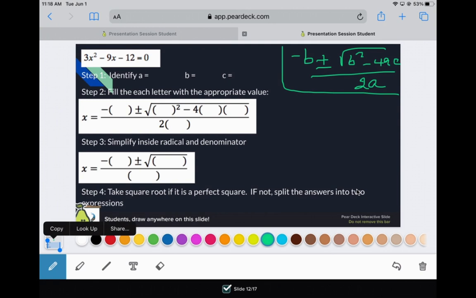I should say 4.7. Okay, so step number 1, identify A, B, and C. Can you guys please tell me what are those numbers that I should list out?